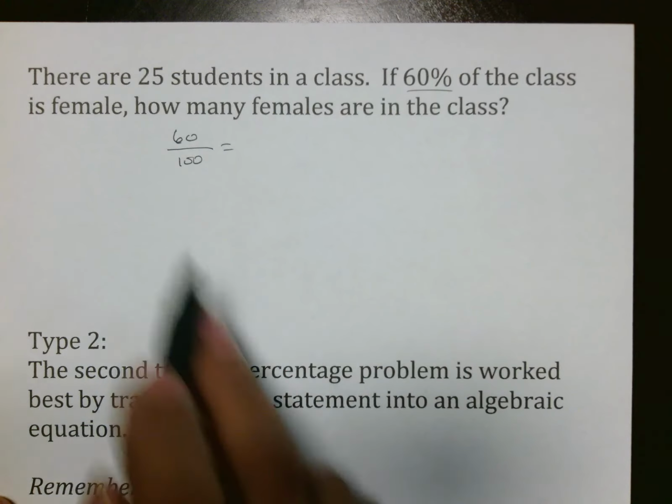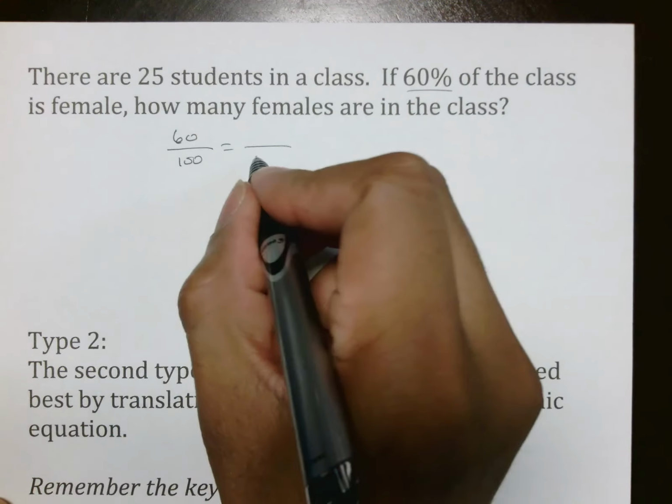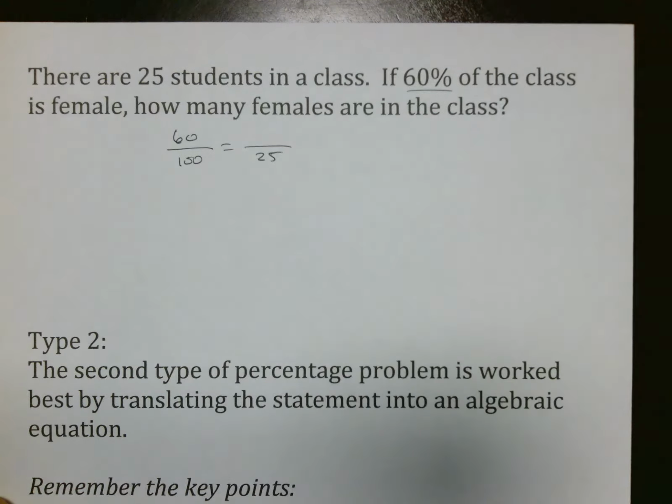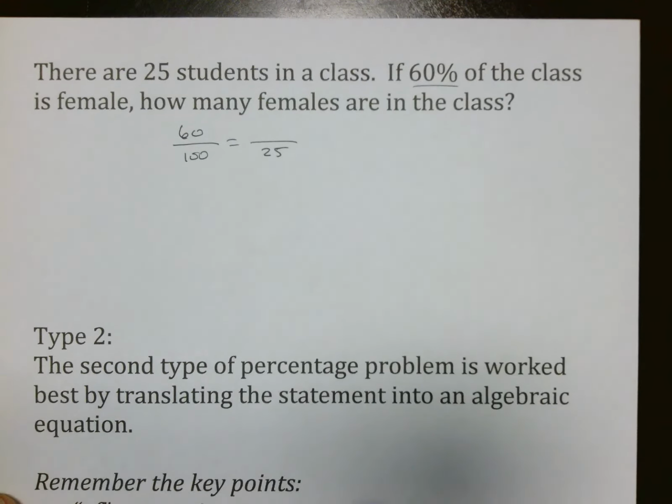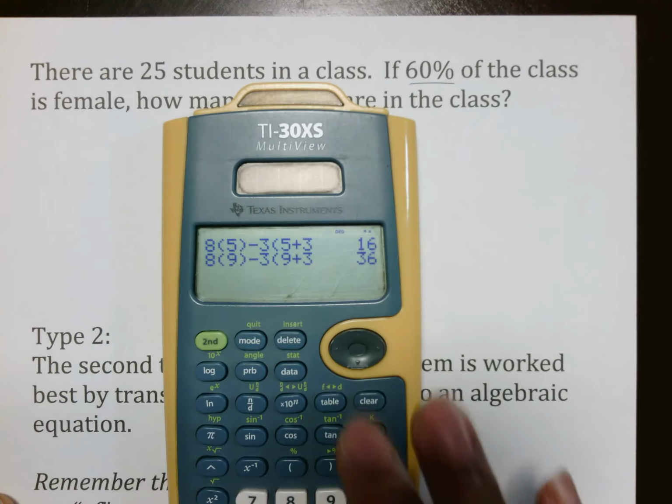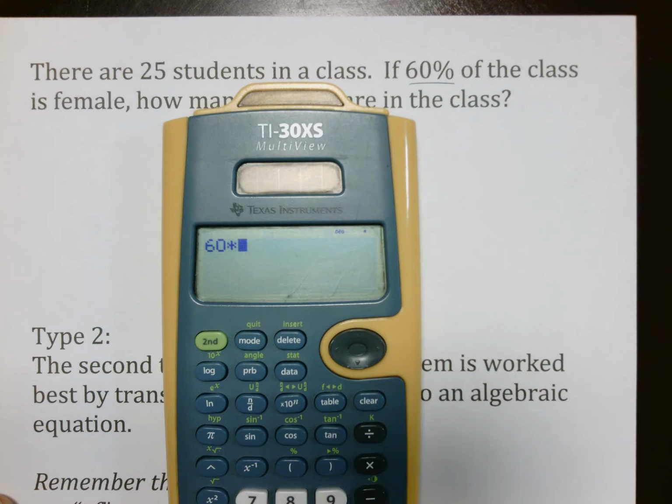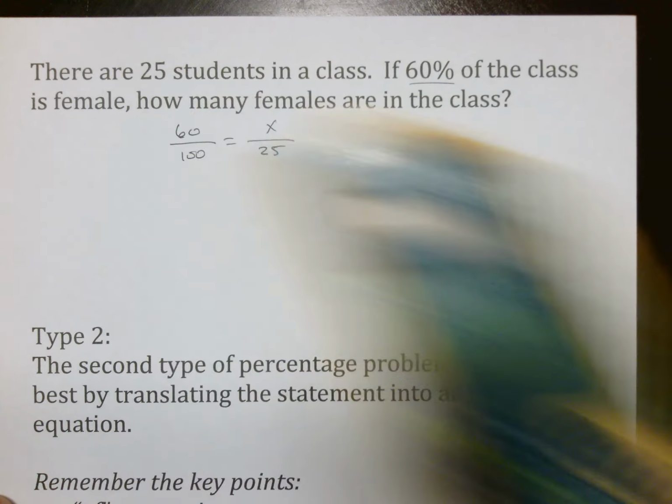25 students, though, represents the whole class, which means that 25 should go down here. From there, we don't know this, and so from there we do our 60 times 25. You're probably going to need a calculator for this section anyway because of the percents that we're going to do, so feel free to use that.